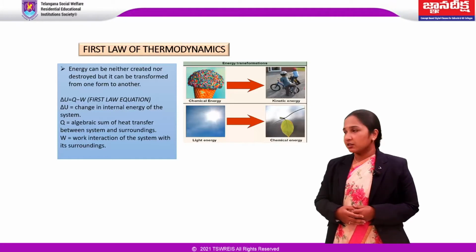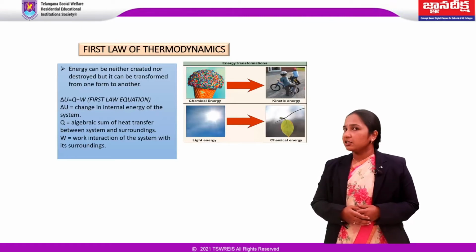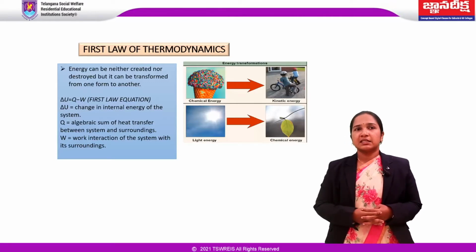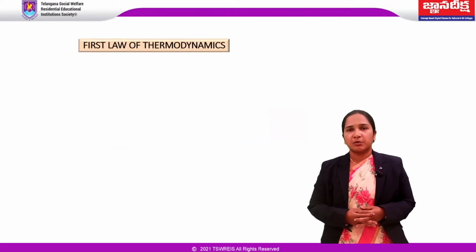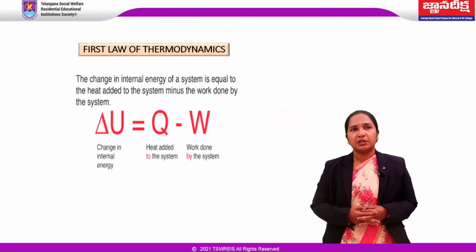So this picture shows the transformation of one form of energy into another form. That is the transformation of chemical energy into kinetic energy. These are the examples of the first law of thermodynamics. This is the equation of the first law of thermodynamics: delta U is equal to Q minus W.